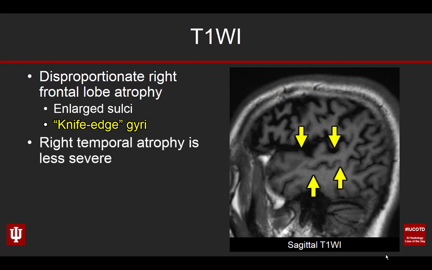Now the same kind of finding is present in the superior right temporal lobe as well, but the atrophy here is not quite as severe. So you can see in the yellow arrows, yes, we have some prominent sulci that are starting to form, but it's not quite as bad as what we see in the right frontal lobe.